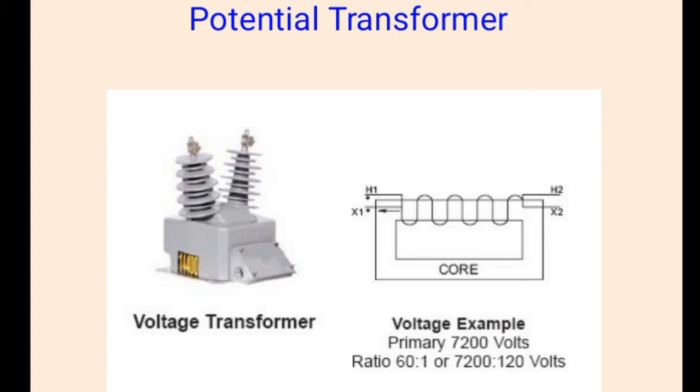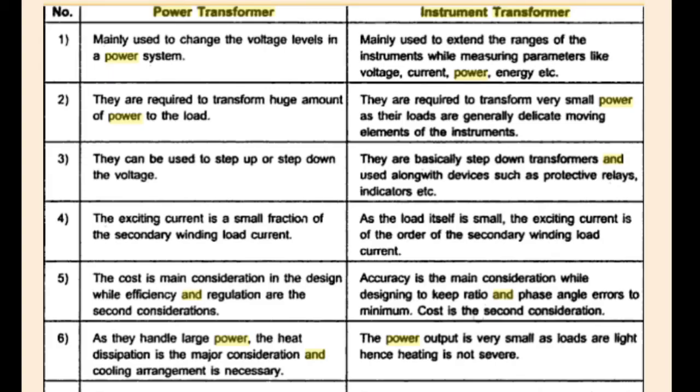Potential transformers or voltage transformers. The main differences between power transformer and instrument transformer. Power transformer is mainly used to change the voltage levels in the power system only, whereas instrument transformers are used to extend the range of instruments while measuring parameters like voltage, current, power, energy, etc.